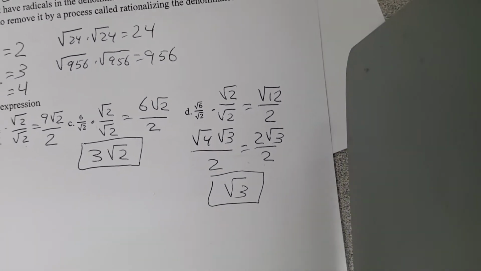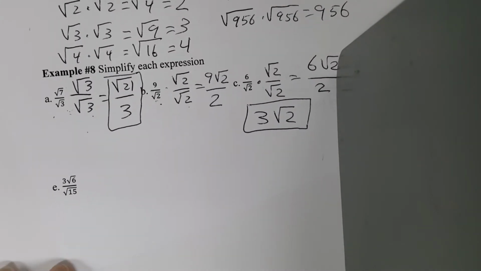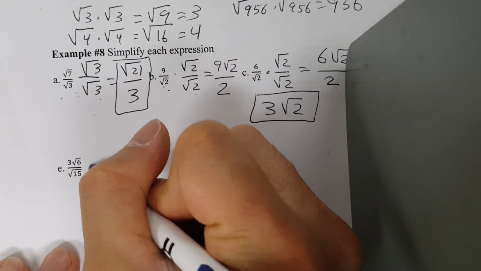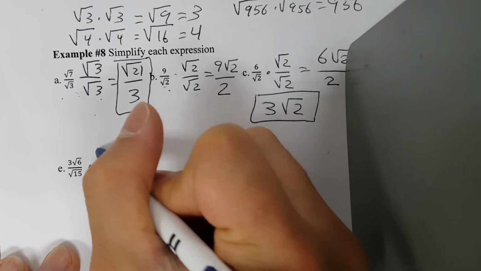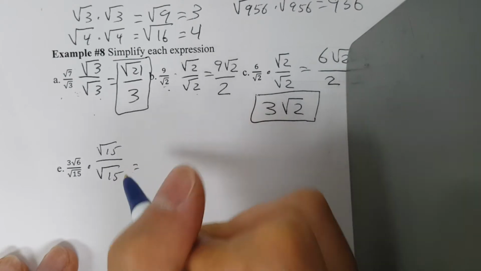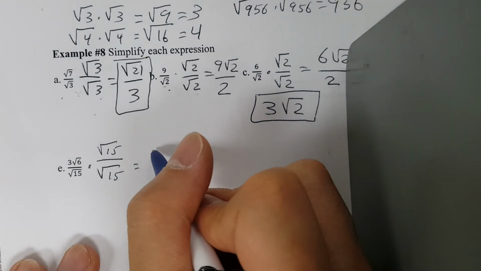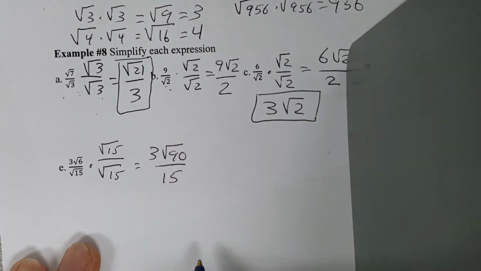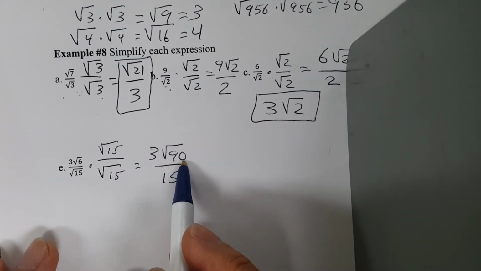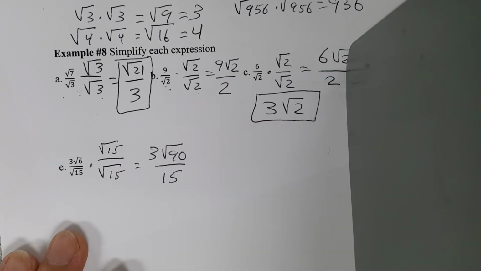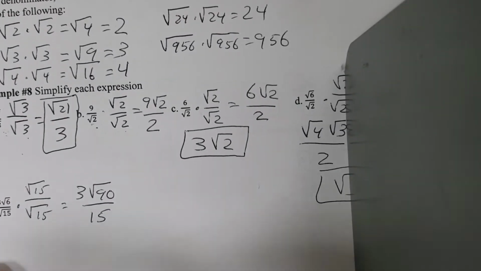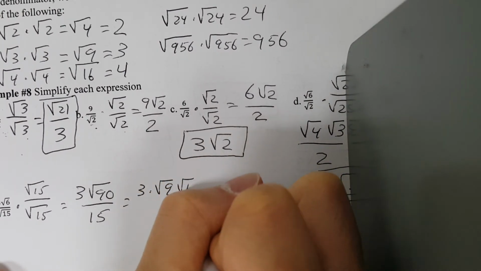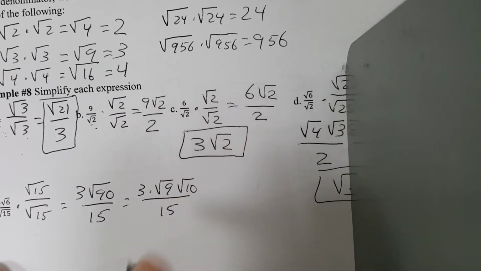Okay, let's go to the next problem. I have 3 radical 6 over radical 15. I multiply the top and bottom by radical 15. This gives me 3 radical 90 over 15. Now, radical 90, what's the largest perfect square that can go into that? 9. So this is just 3 times radical 9, radical 10 over 15.